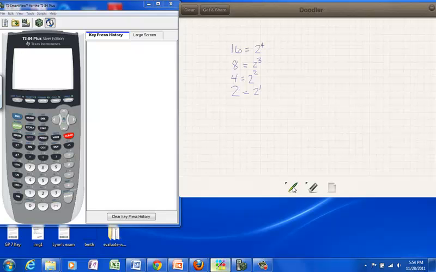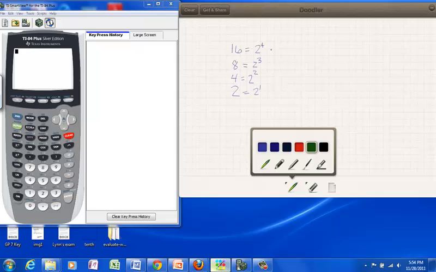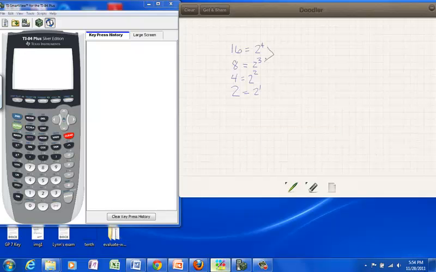So one of the things we can think about doing is going backwards from 2 to the fourth to 2 to the third by dividing by 2. 16 divided by 2 is 8. And then if we want to go backwards again, we can think of dividing by 2 as being the opposite of multiplying by 2 each time. And 8 divided by 2 is 4.